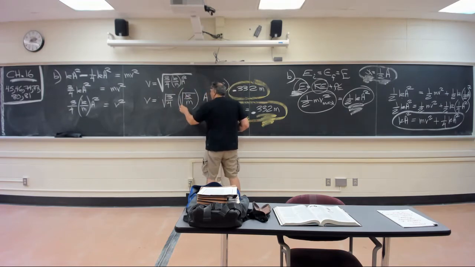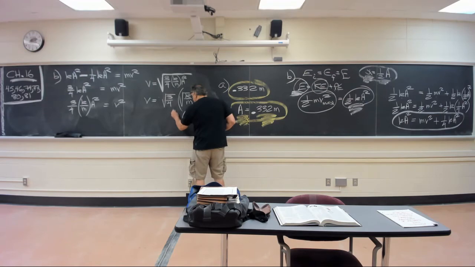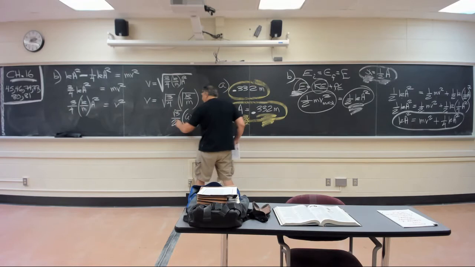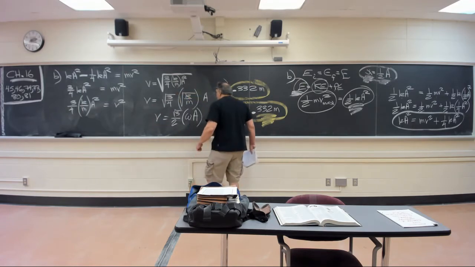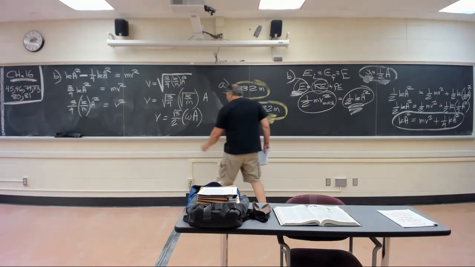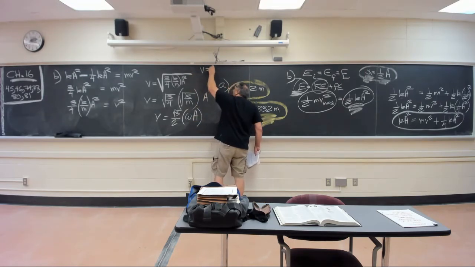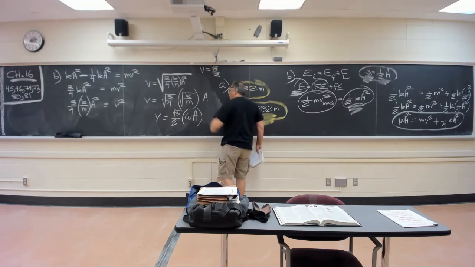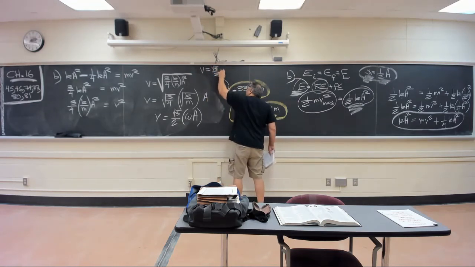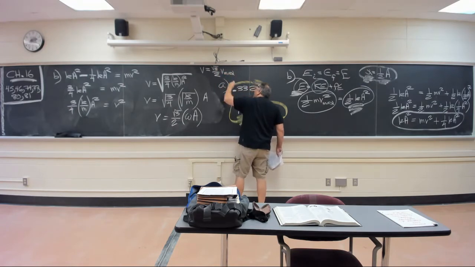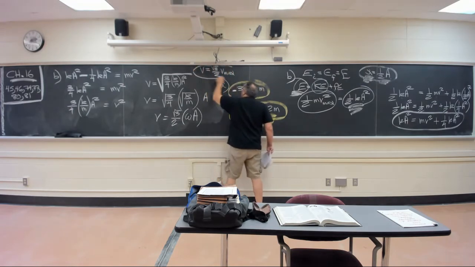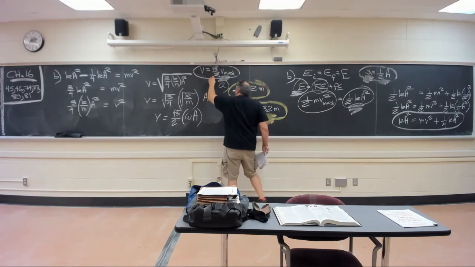Wait a minute. The square root of K over M is omega. That's omega A. The square root of 3 divided by the square root of 4, that's the square root of 3 over 2. That's V. Interesting. Omega A is V max. V equals the square root of 3 over 2 times V max. V max is 7.12. 7.12 times the square root of 3 over 2.